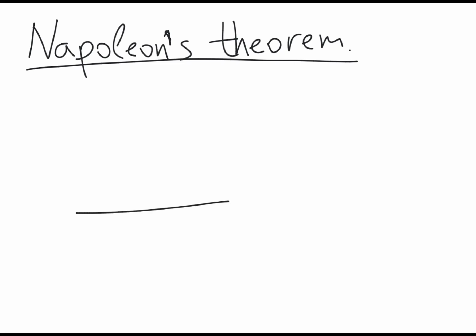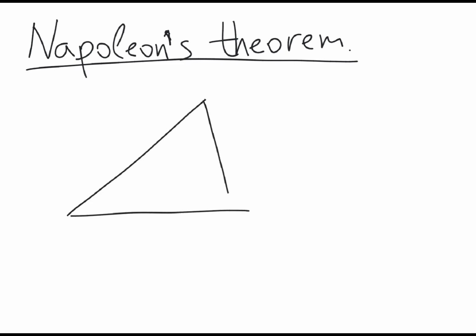Let's say that we have an arbitrary triangle, and we consider the equilateral triangles constructed on the sides of this triangle, either to the inside or to the outside. Both of them are called Napoleon's theorem, but these are actually two different statements. And they correspond to the first Fermat-Torricelli point and the second Fermat-Torricelli point.